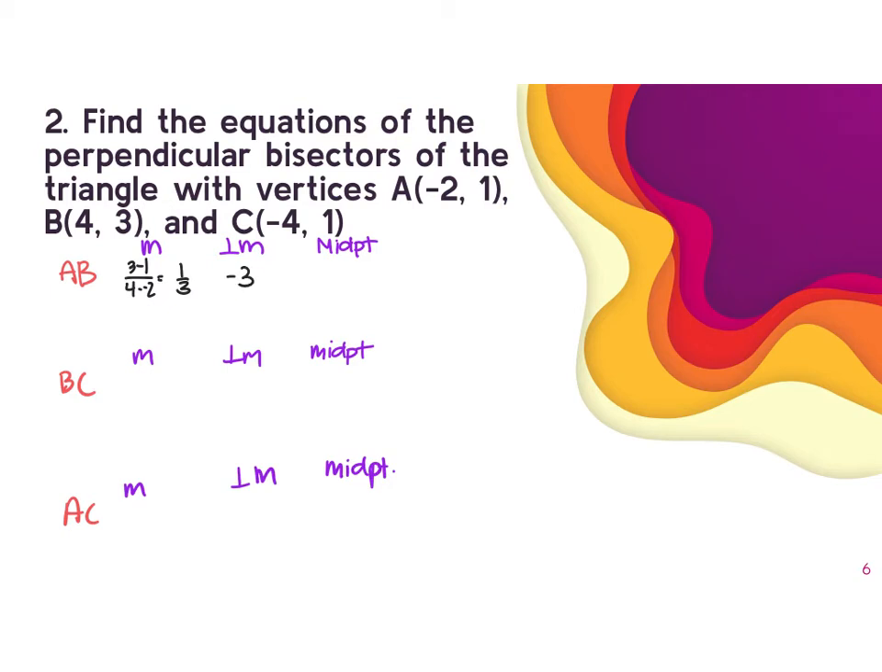And then our midpoint would be the average of the x's, average of the y's. So negative 2 plus 4 divided by 2, and 1 plus 3 divided by 2. That gives us our midpoint of (1, 2). For our equation, we're using our perpendicular slope and our midpoint.